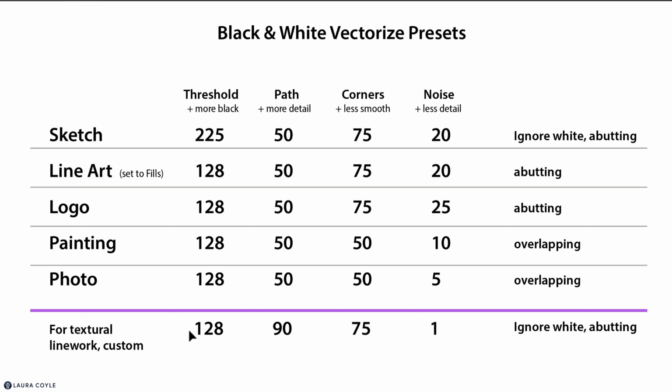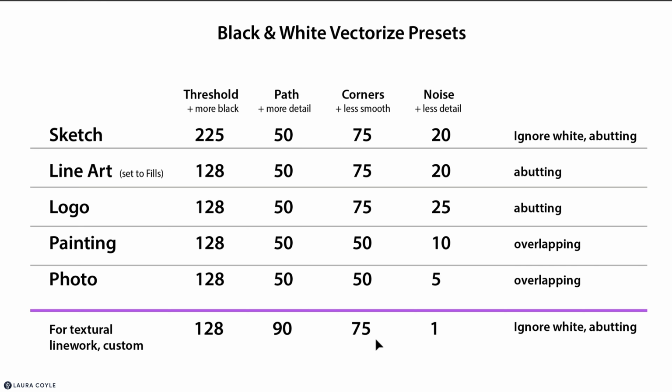So 128, that's just kind of right in the middle of black and white. If it needs to be higher, I can set it higher. If it needs to be lower because of the particular artwork, I'll change that setting. Path, I like it to be high if I'm looking to get some texture out of my line art. And so here I have it set to 90, quite a bit higher than any of the presets.